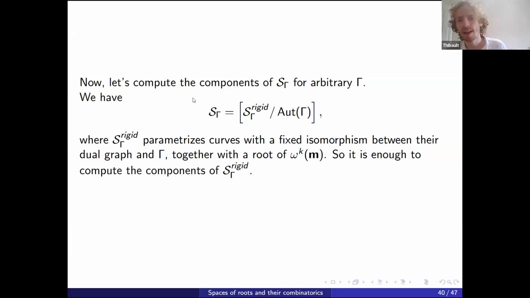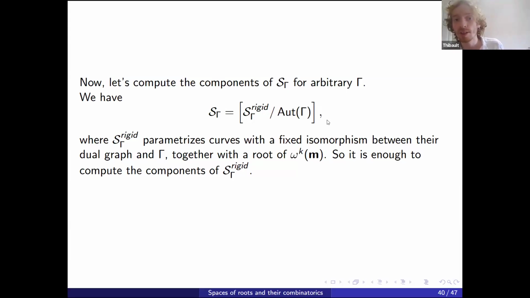and I would like to rigidify that. So we can express this S gamma as a stack quotient, S gamma rigid modulo automorphisms of gamma, where S gamma rigid parameterizes curves with a root and with a fixed given isomorphism between their dual graph and gamma. So that means that the components of my curve are still allowed to move and deform, but now the configuration, the way they're arranged using gamma, is not allowed to move. That's not allowed to have monodromy automorphisms.